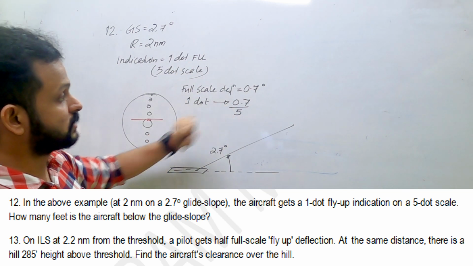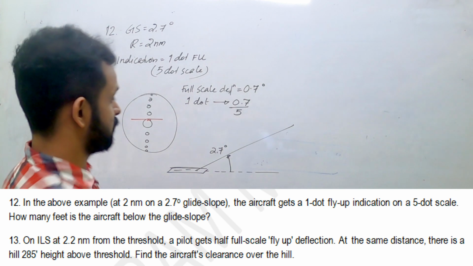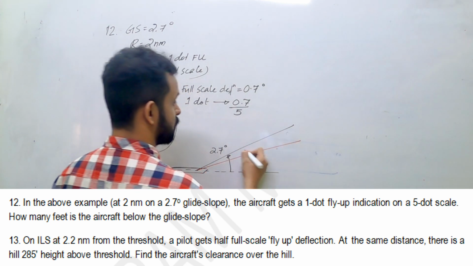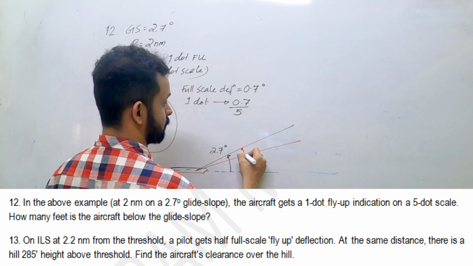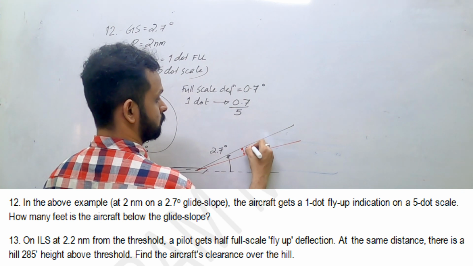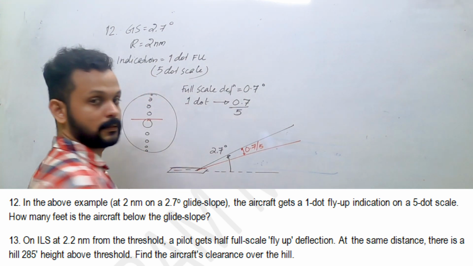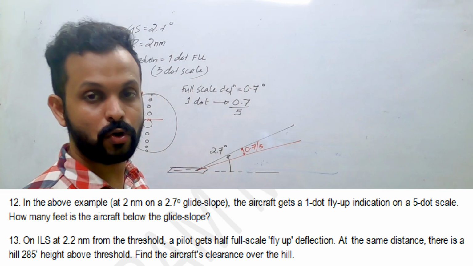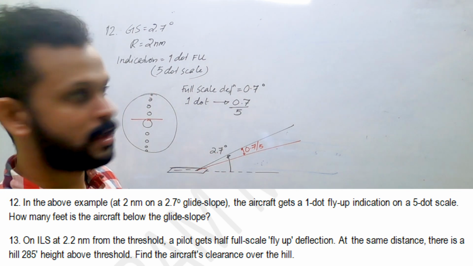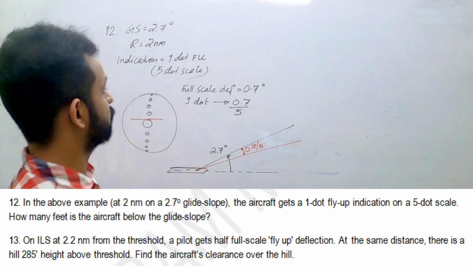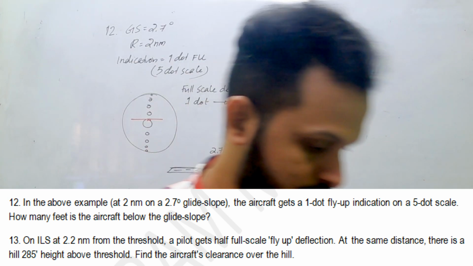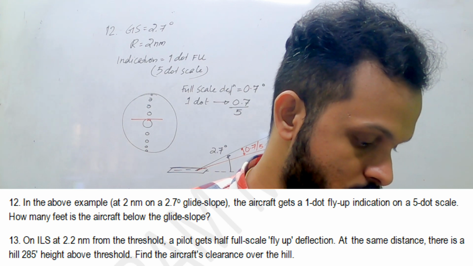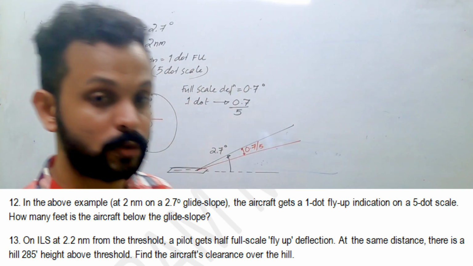By 1 dot is 0.7 degrees. So you can see here, how much is this? That difference is 0.7 divided by 5, and therefore you have to fly up by so much. You're asked to find out how many feet the aircraft is below the glide slope.